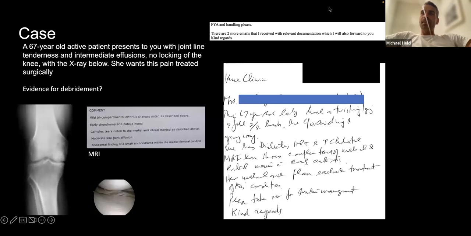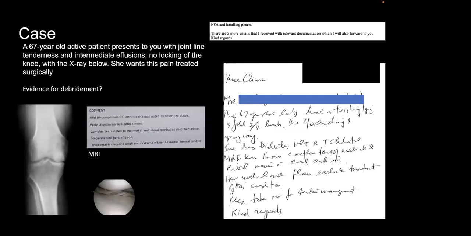So that's a bucket-handle meniscus tear. What would you do surgically? Sorry, Prof. I was muted. I would assess the tear during arthroscopy, and depending on the location of the tear, I would plan to do a repair in that young patient.